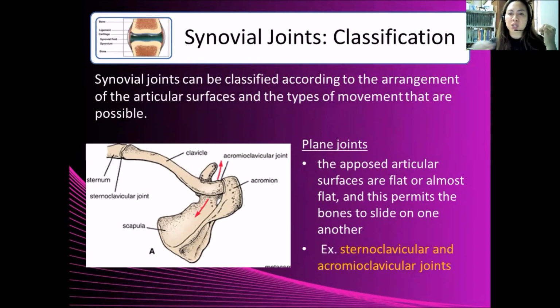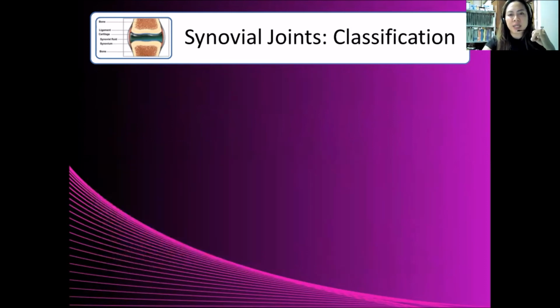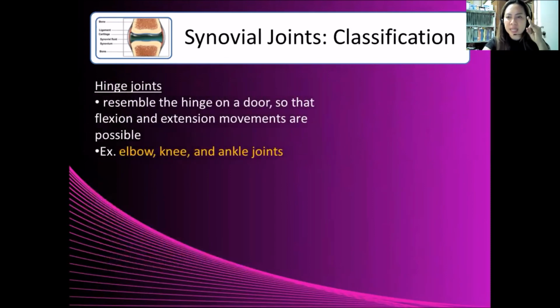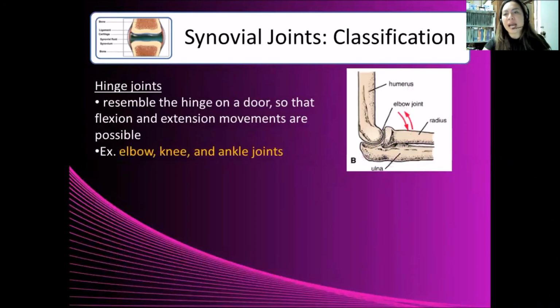Example here is your sternoclavicular, that is from the sternum and the clavicle. Sternoclavicular joint and the acromioclavicular joint. Okay? Plain joint yan sila. Another one is hinge joint. Ano yung hinge joint? Symbol the hinge on a door. Di ba? Sa door. Ganyan. So that flexion, pwedeng ma-flex, extend. Movements are possible. Example, the elbow, the knee, and the ankle joints. Hinge joint sila. Okay? Make sure you know the different classifications of synovial joints and their examples.